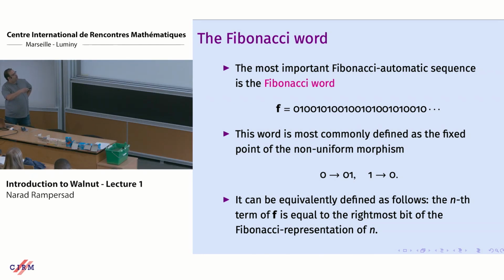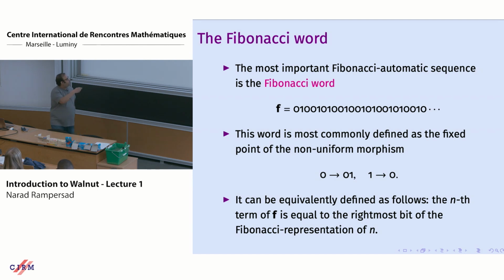0 goes to 0, 1; 1 goes to 0. So I start with 0, 0 goes to 0, 1, 0 goes to 0, 1, 0, 0, 1, 0, and so on, etc., right? You iterate and you get this infinite word called the Fibonacci word.